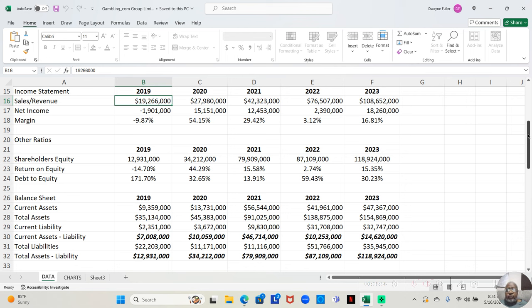And in 2023, they made $108,652,000. Of that, they retained $18,260,000. That was a 16.81% profit margin.